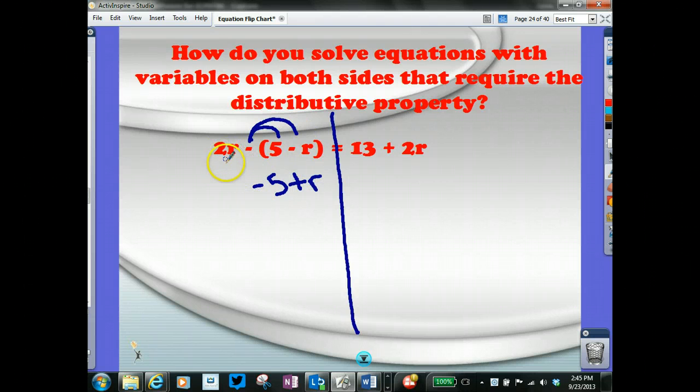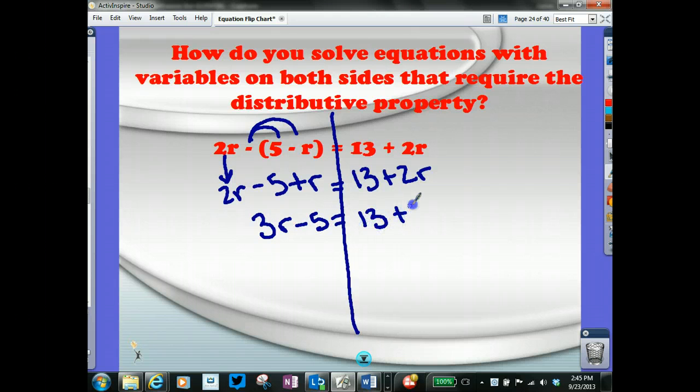Now don't forget about what we had before. We didn't do anything to that 2r, so I'm just going to bring it down. Equals 13 plus 2r. Didn't do anything to that. Again, if I have a negative right next to the parentheses, I have to distribute it. And that will change your problem if you miss that. So now let's look on this side. I do have something I can combine. I look at the 2r plus one more r. 3r minus 5 equals 13 plus 2r.